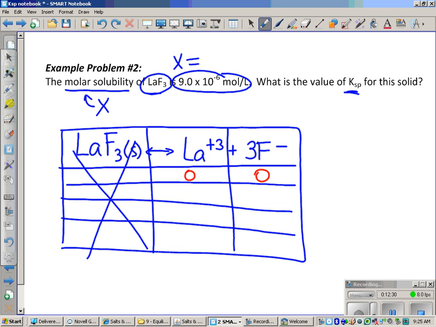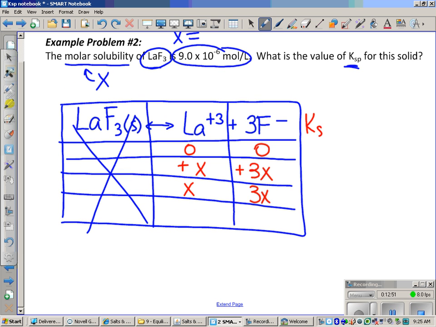We're always going to start with zeros because initially none of it is dissolved. Initially you just have a solid, so it has to be zeros there. You put your x's, so this one will be x, this one will be 3x. We're going to make both of these positive. So our final line, adding those first two, will be x and 3x. Now they want us to calculate KSP. KSP is going to be equal to the concentration of La plus 3 times the concentration of F minus, and this one has to be cubed because of the coefficient. There's no reactants, nothing to put on the bottom.